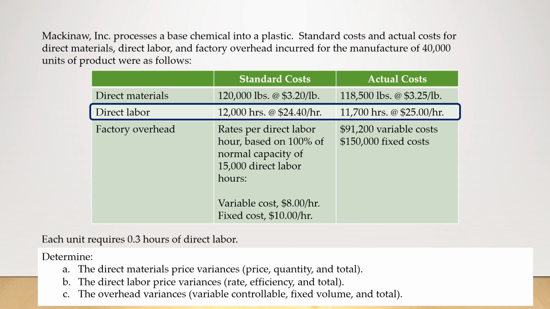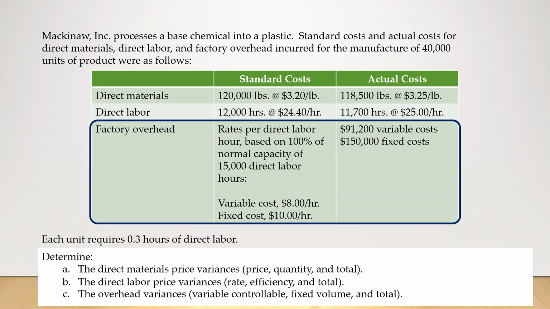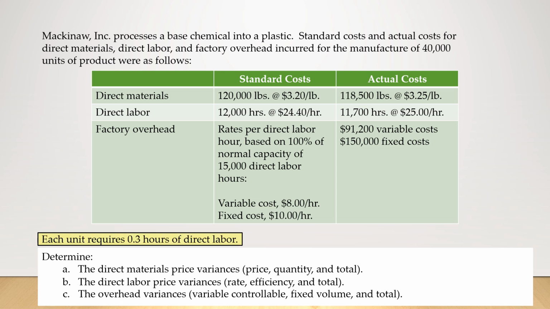Direct labor has a standard cost of 12,000 hours at $24.40 an hour and an actual cost of 11,700 hours at $25 an hour. The standard factory overhead rates are based on 100% of normal capacity of 15,000 direct labor hours. Those rates are $8 an hour for variable costs and $10 an hour for fixed costs. The actual total costs for variable and fixed costs are $91,200 and $150,000 respectively. Each unit requires 30% of a direct labor hour.